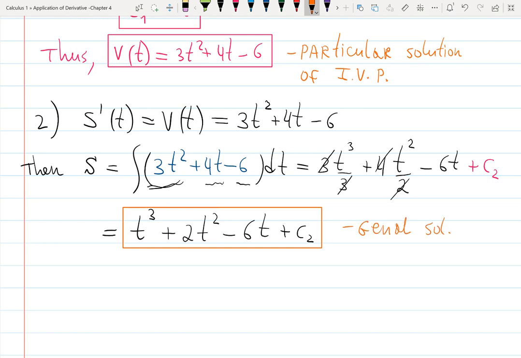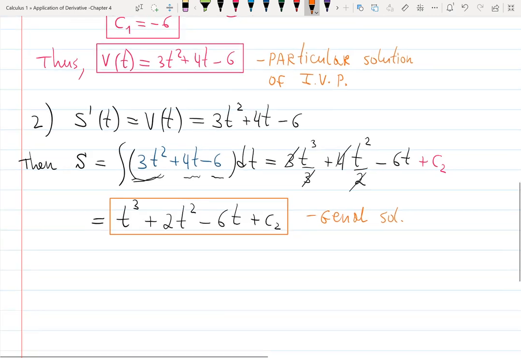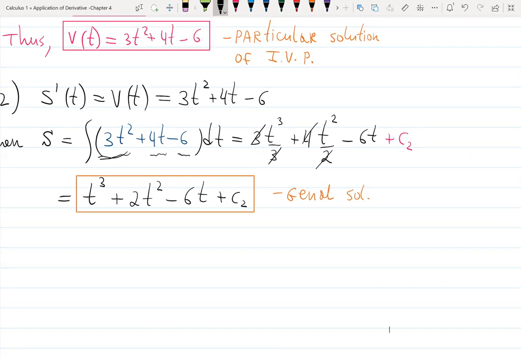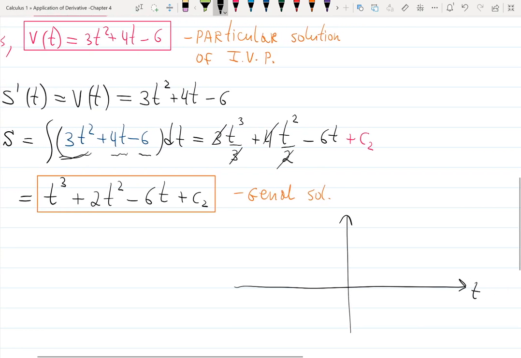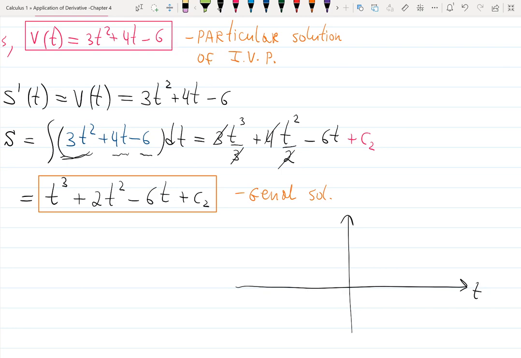General solution, family of functions. And if you want to see how these look like, these are all cubic functions. Remember how the cubic function looks like. If not, check out my video, common functions we expect you to know. So that is my s of t, right? I will even write down over here, s of t equals s of t.